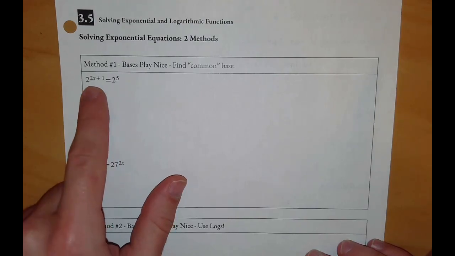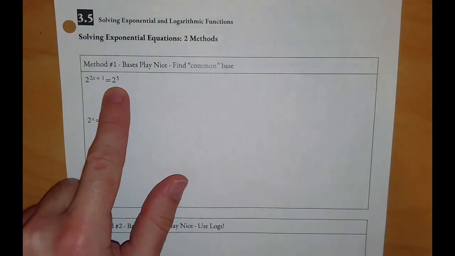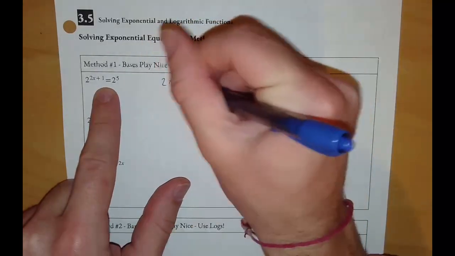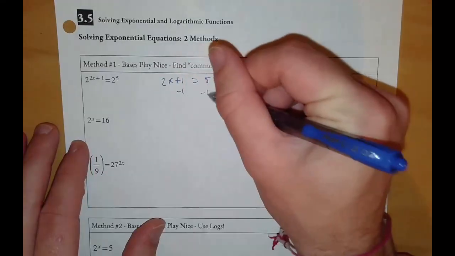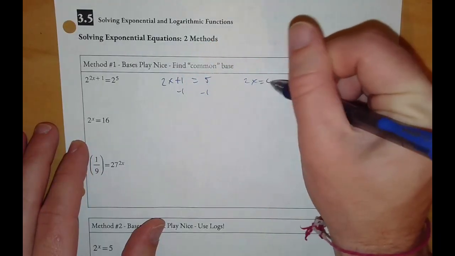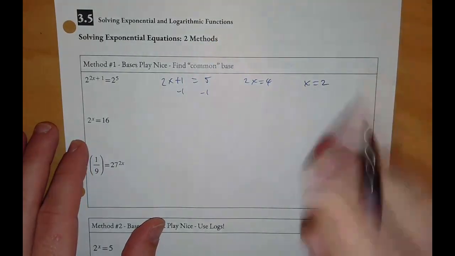If 2 to the 2x plus 1 equals 2 to the 5th, that means those exponents must equal each other. So 2x plus 1 must equal 5, and we can solve that. If we subtract 1, we get 2x equals 4, or x equals 2.